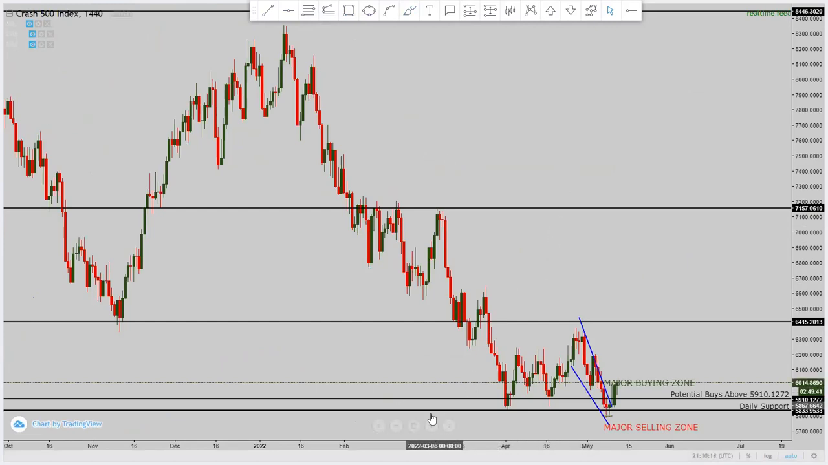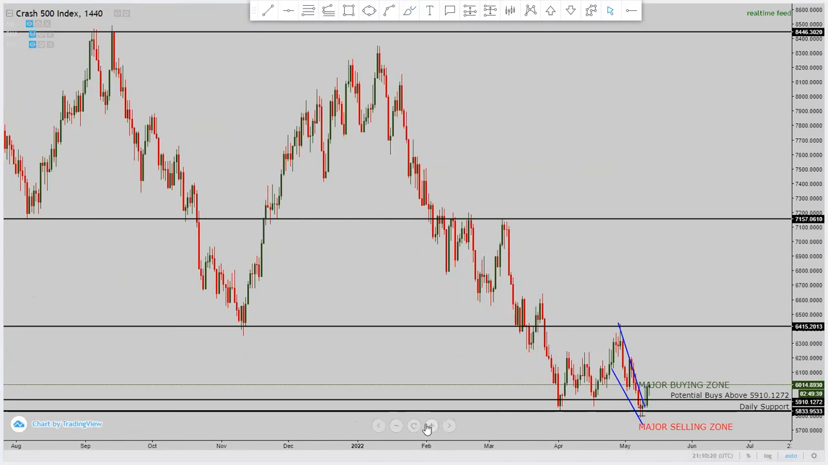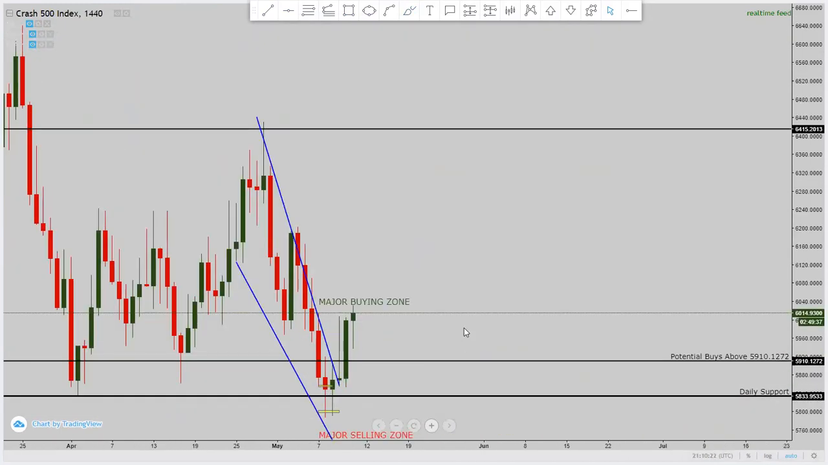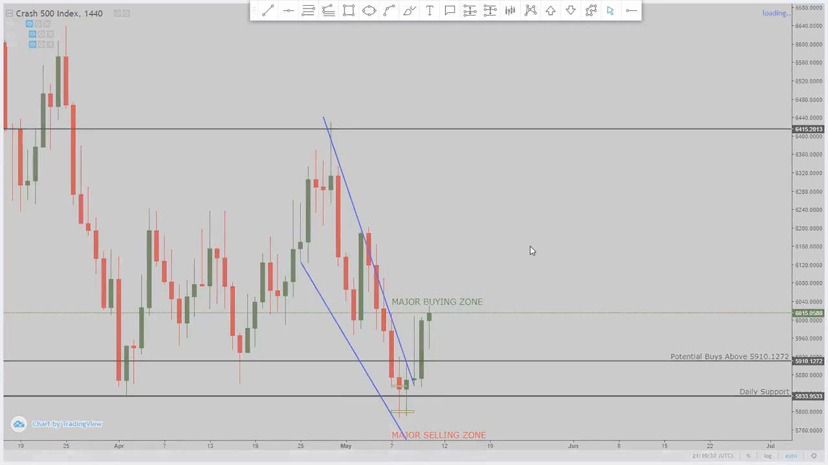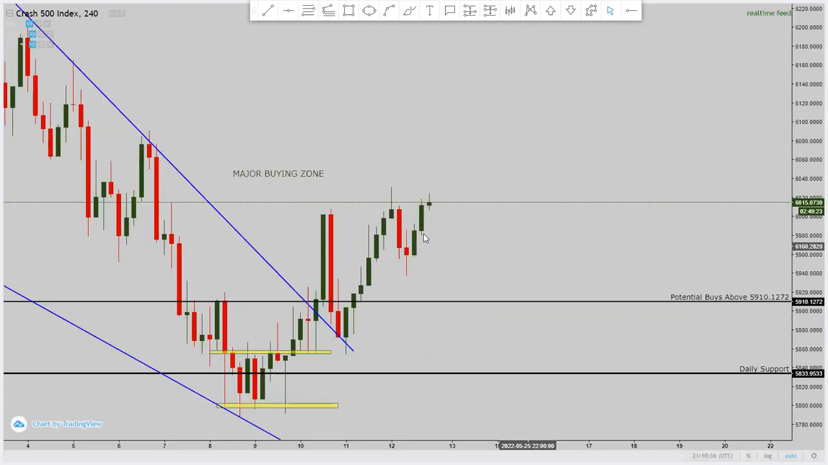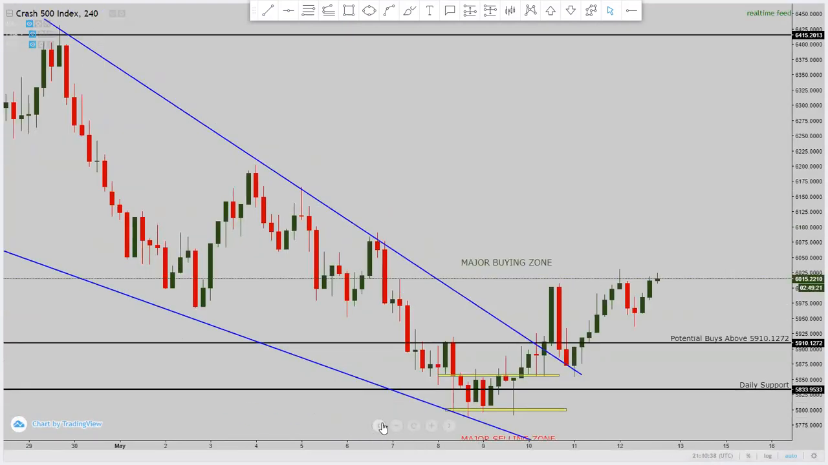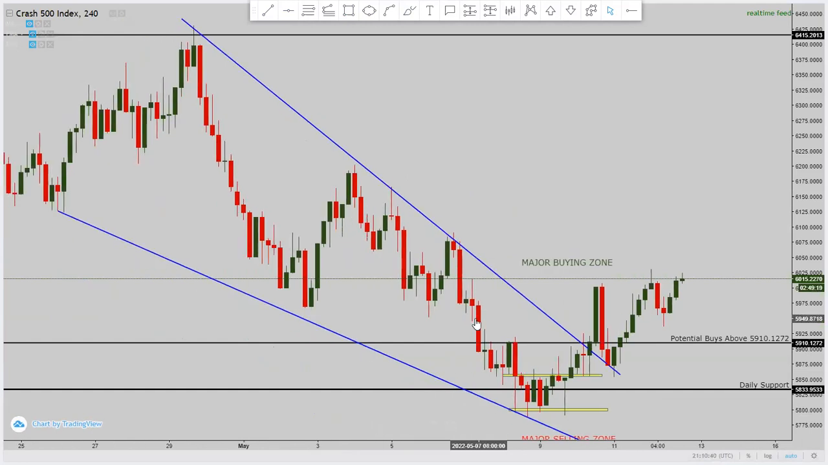On Crash 500, we had a daily support that I had already drawn. This area here was the daily support that we had drawn, right? After drawing that daily support, we went to the 4-hour time frame and realized that we have a channel that price has been following. Once that channel is broken, definitely we're going to start having buying opportunities.